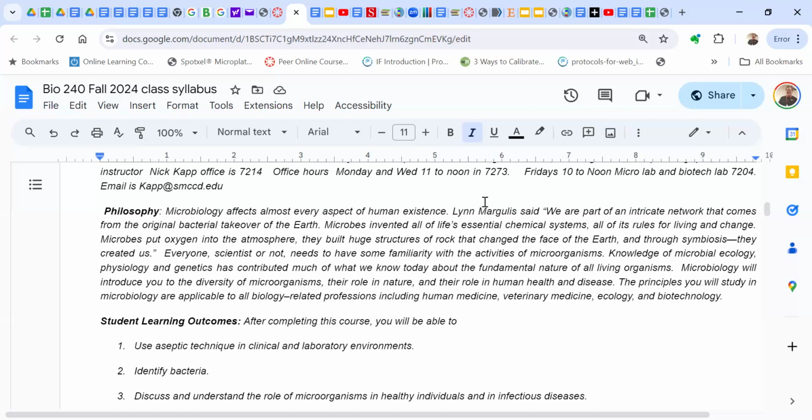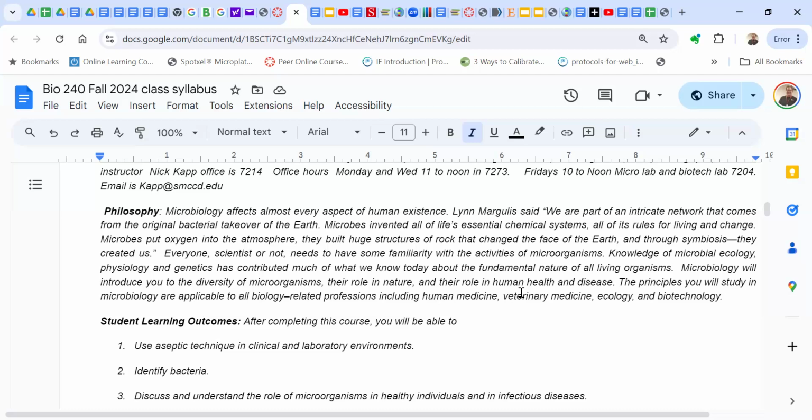Everyone, scientist or not, needs to have some familiarity with the activities of microorganisms. Knowledge of microbial ecology, physiology, and genetics has contributed much to what we know today about the fundamental natures of all living organisms. Microbiology will introduce you to the diversity of microorganisms, their role in nature, and their role in human health and disease. The principles you study in microbiology are applicable to all biology related professions, including human medicine, veterinary medicine, ecology, and biotechnology.